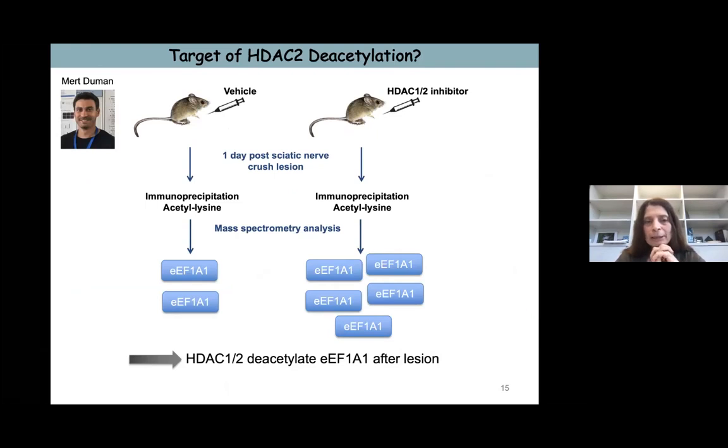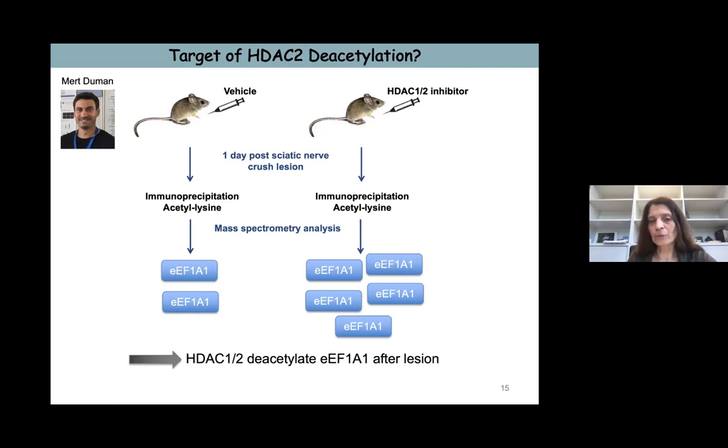What we were expecting was that if there's a direct deacetylation target of HDAC1/2, we would have more of it in the IP on the nerve of the mice treated with the HDAC1/2 inhibitor. So we actually got 2 targets that we judged potentially interesting, and then we did an IP together with HDAC2, and we found that among those 2, eukaryotic elongation factor 1A1 was interacting with HDAC2.